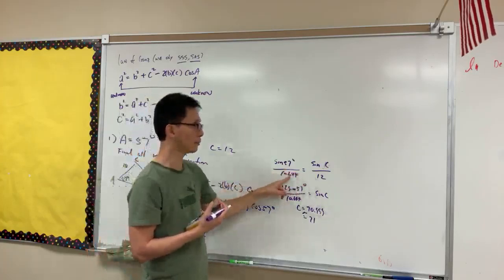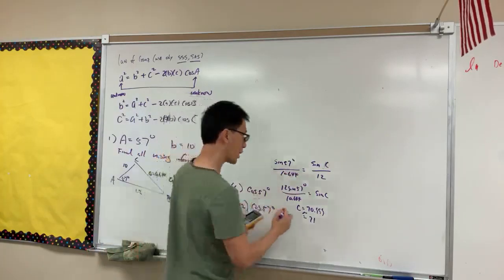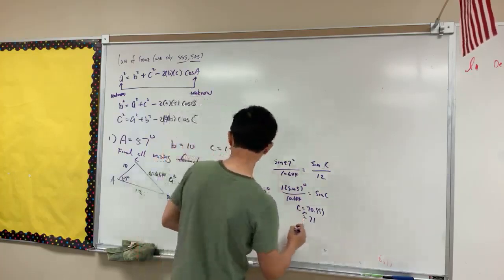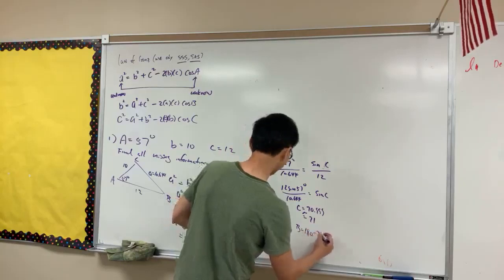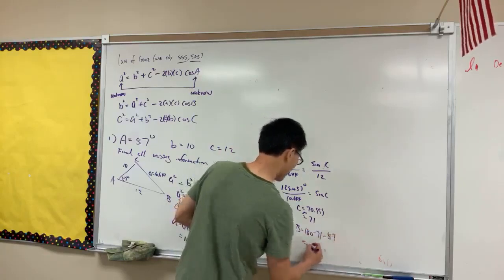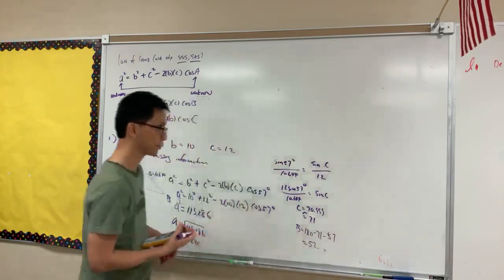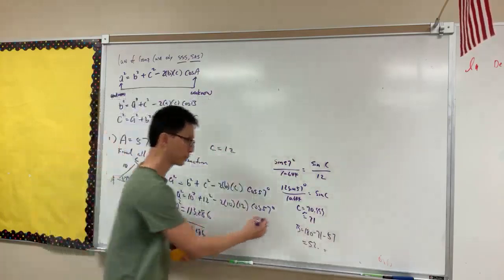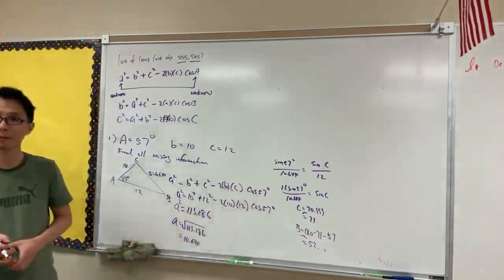10.644. And what's the angle B now? 52.001. That's what I got. 52, roughly. Does that make sense? Yeah.